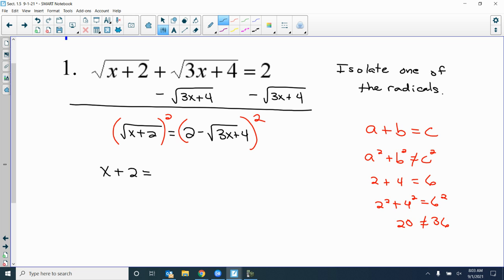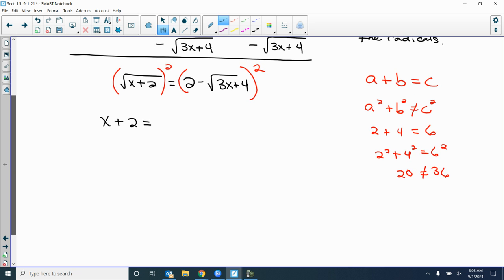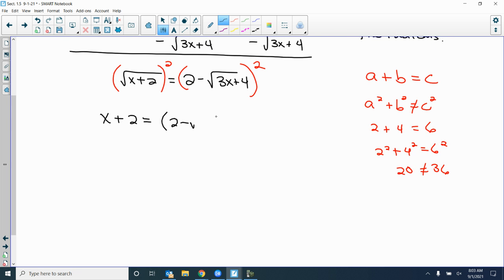Now we got to FOIL that on the other side. I'm going to take my time here. 2 minus square root of 3x plus 4. I'm just going to write it out for the first time. 2 minus square root of 3x plus 4. And now that just stays the same. Equals. When I FOIL, I get 4. And I get 2 times that whole radical. The only thing you can do is write minus 2 square root of 3x plus 4.